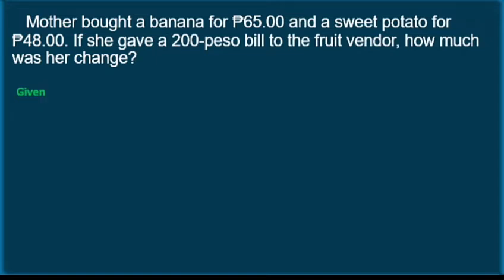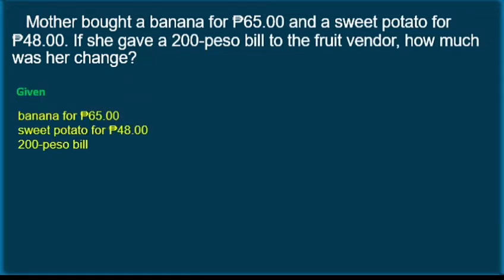Very good. Now we have banana for 65 pesos, we have sweet potatoes for 48 pesos, and lastly we have a 200 pesos bill, which is the amount she gave to the fruit vendor. Now what were you asked to do? You were asked to find how much the change is. How much the change is, that's what they're asking us to find. The change that mother is to take back.